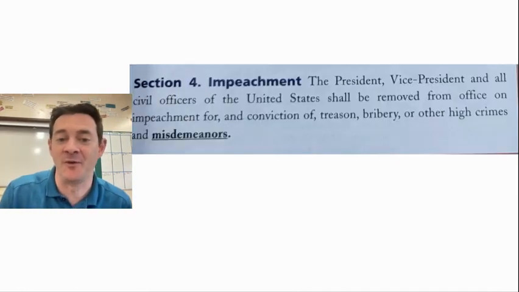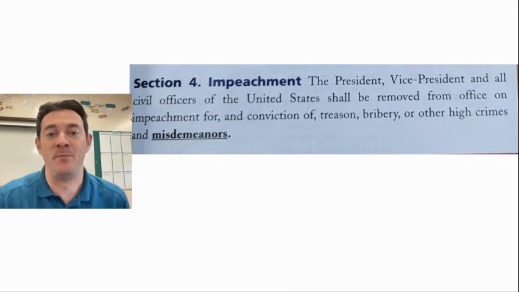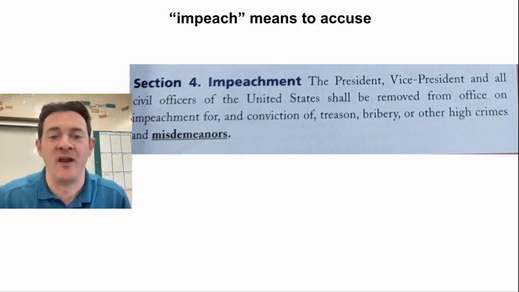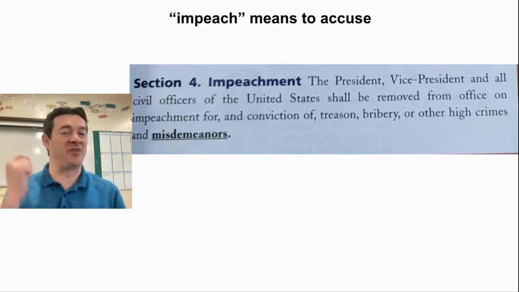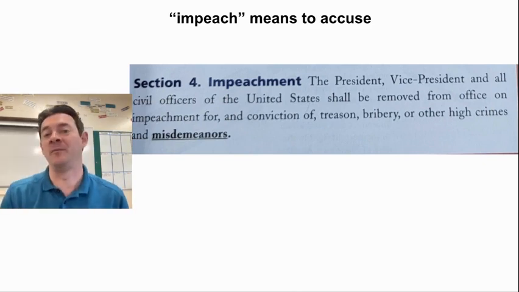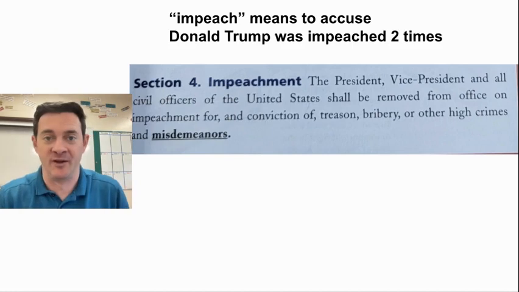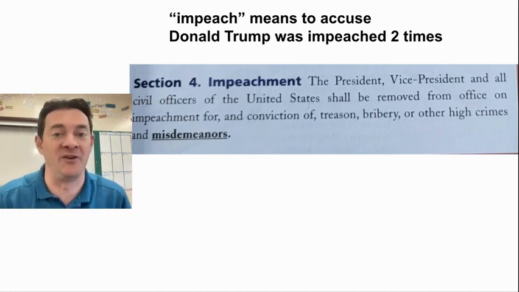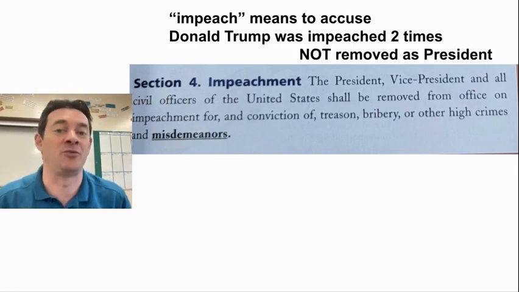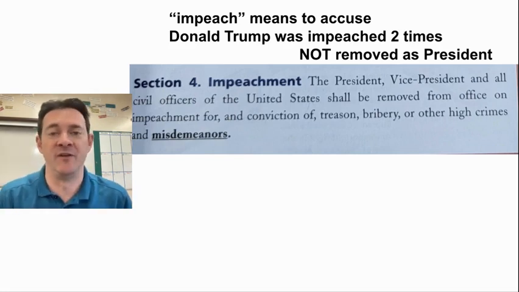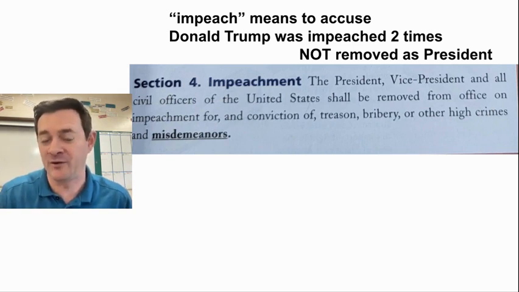And then the last thing we looked at today is about impeachment. This is the last thing in the original Constitution. Now, impeach does not mean what a lot of people think it means. Impeach only means to accuse somebody official of something. Donald Trump was impeached 2 times. He was not removed from office. Later in this unit, we're going to find out more details about how impeaching really works.